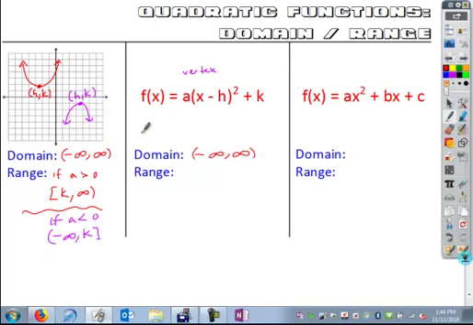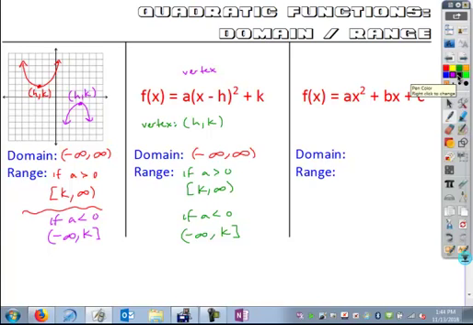And then your range, when you look at this, is going to be exactly what we just found. If we're dealing with a positive leading coefficient, it's from k to infinity. If we're dealing with a negative leading coefficient, it's from negative infinity to k. Because we're given the (h, k) values of our vertex, right? We need to know our vertex here, and the vertex from this form is (h, k). That changes when you're given the general form.